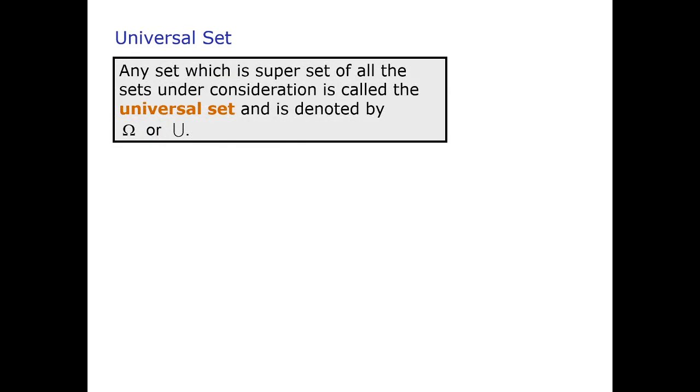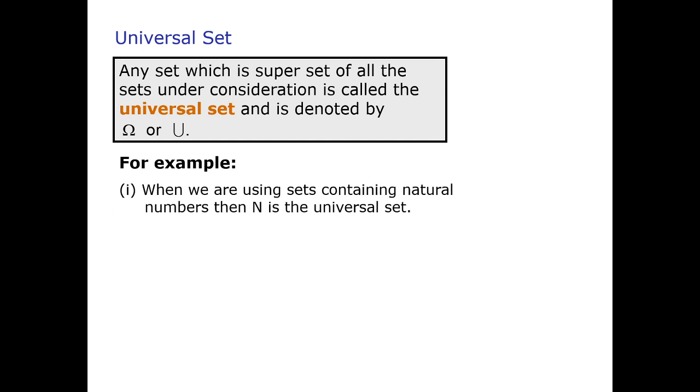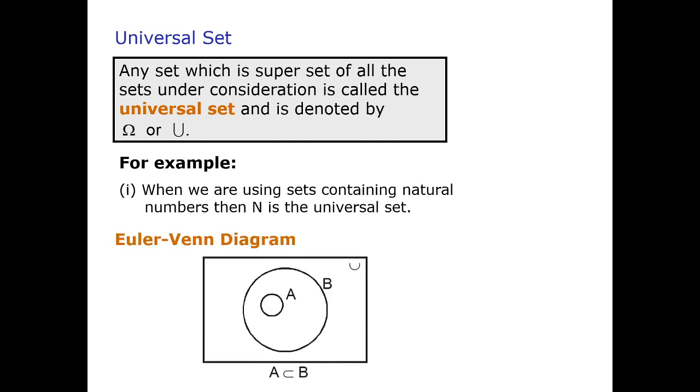Universal set. What is a universal set? It is a superset, or you can say it is the largest set under consideration. It is denoted by either omega or U. For example, when we are using sets containing natural numbers, then the set of natural numbers is the universal set. This is the Venn diagram.